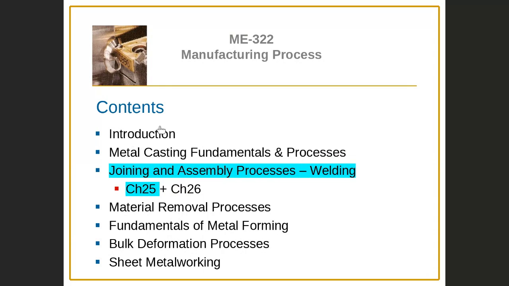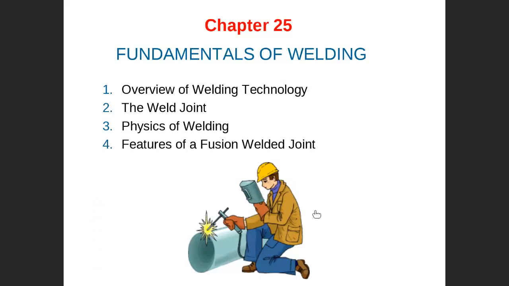Okay, we finished introduction and economy already. Casting fundamentals and processes are already finished. Now we're going to talk about joining and assembly processes, and talk about welding. This part is two chapters, chapter 25 and chapter 26. We're going to start with chapter 25, which is the fundamentals of welding.